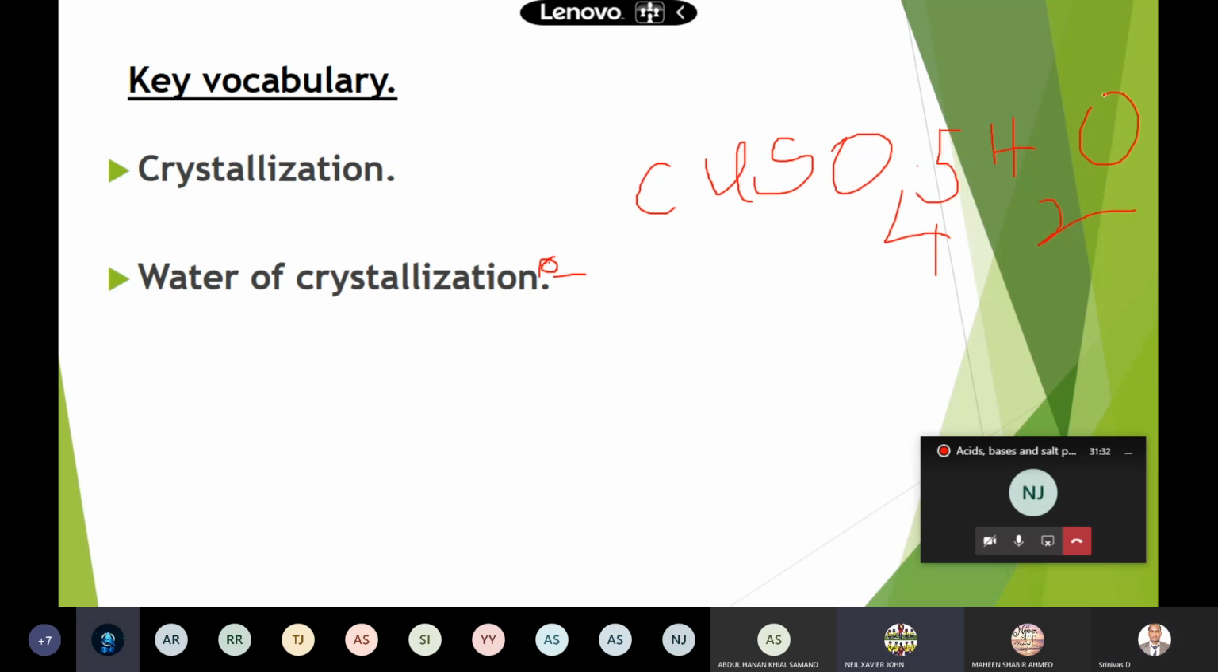So crystallization is basically when you put sugar and water, or any saturated salt solution, and leave it for a long time without disturbing it, slowly some crystals will form. That process is called crystallization. Am I clear?